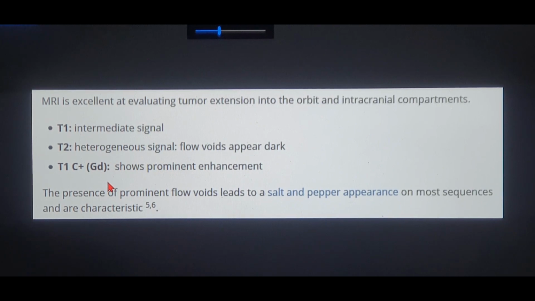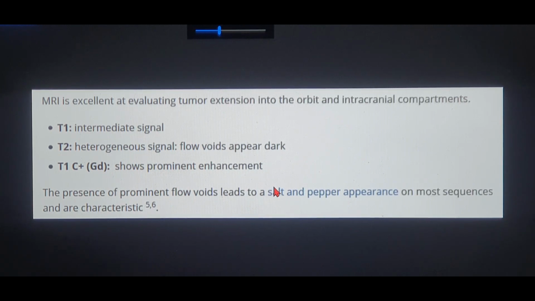So coming back to JNA, the T1 scan will show intermediate signal, T2 will show heterogeneous, hyperintense signal with flow voids which appear dark. Because it has a lot of blood supply, it will always show flow voids. And in case of post contrast, it will show huge enhancement. So we have a typical salt and pepper appearance.